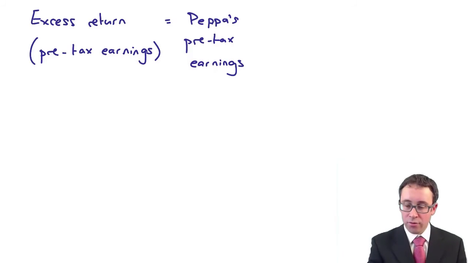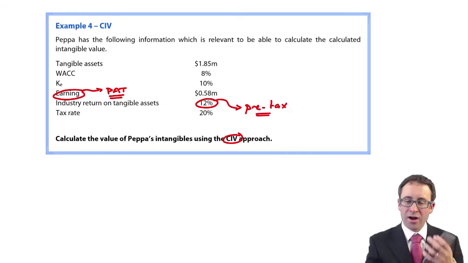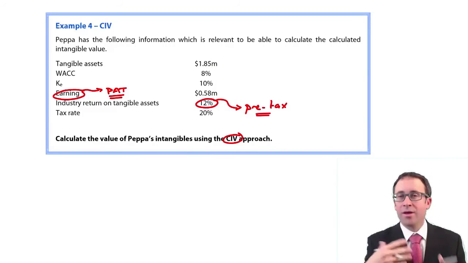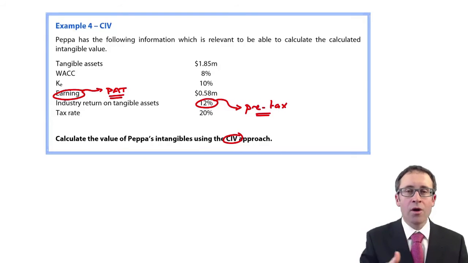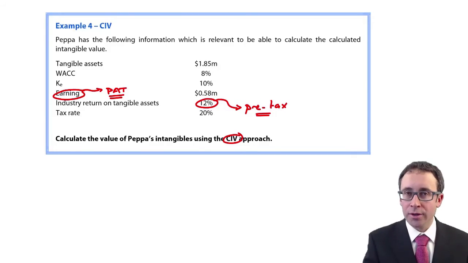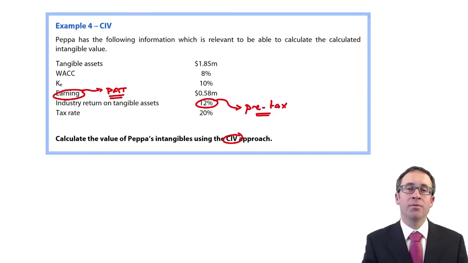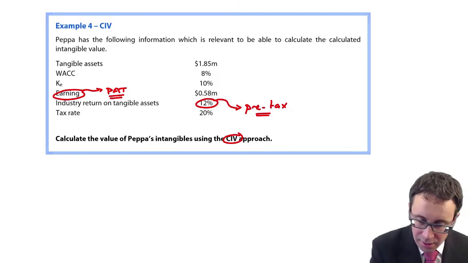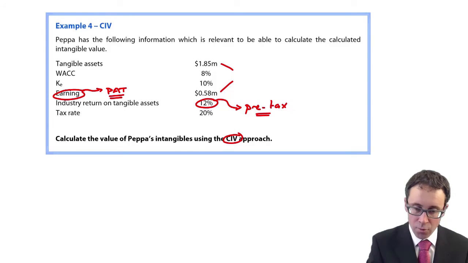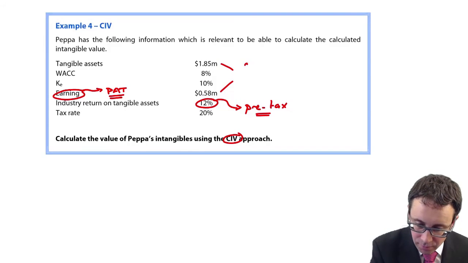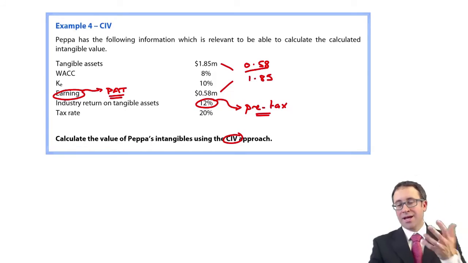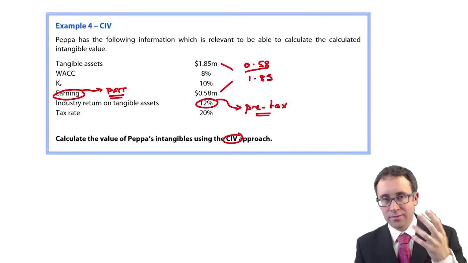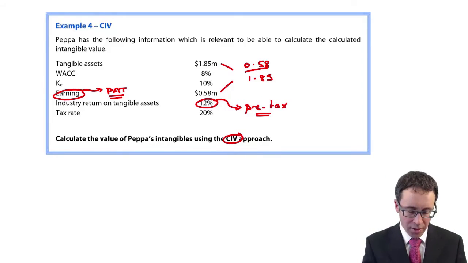And then what we need to go through and do there is just check, are we actually earning more than the industry? And if so, work out what we should be earning based upon the industry average. Okay, because what we have at the moment is that we are earning 0.58 over the 1.85. I suppose technically I should work out the earnings as before tax, but let's not worry at that point there.